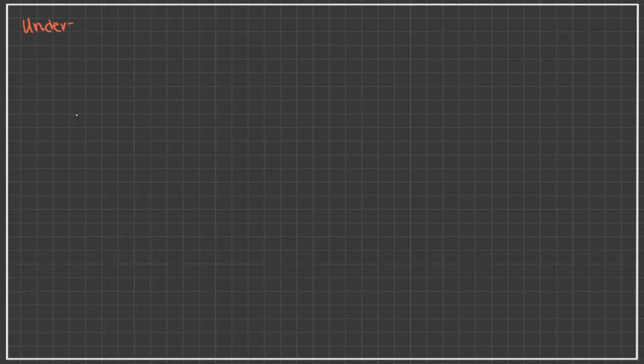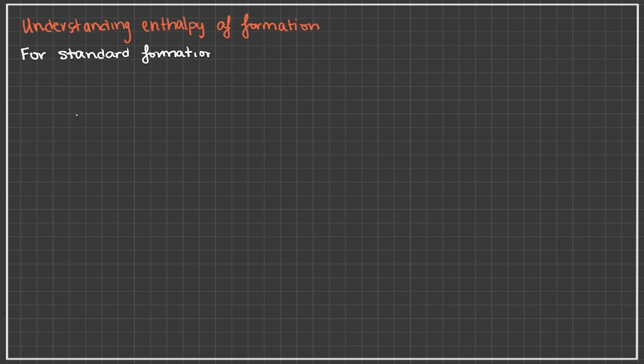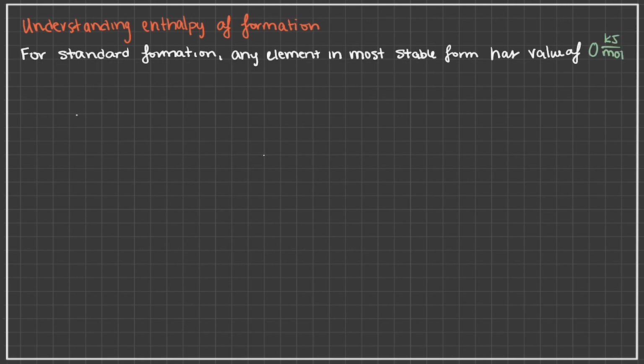Now I'm going to get into more information on understanding the enthalpy of formation, just so you can understand what it means for it to happen and where we can get these values from. For our standard enthalpy of formation, when any element is in its most stable form, the value is 0 kilojoules per mole. Usually the units of this value are kilojoules per mole.